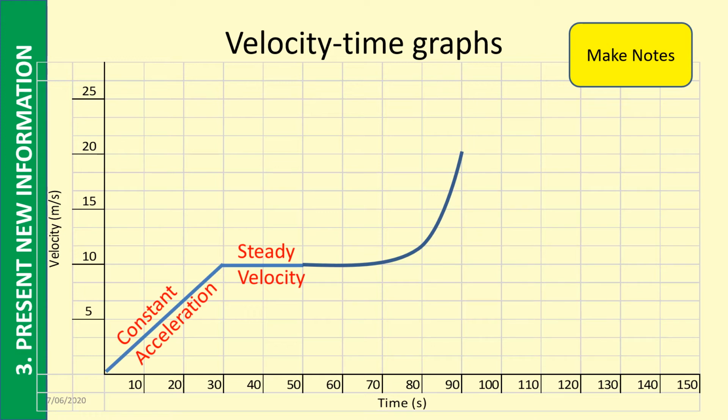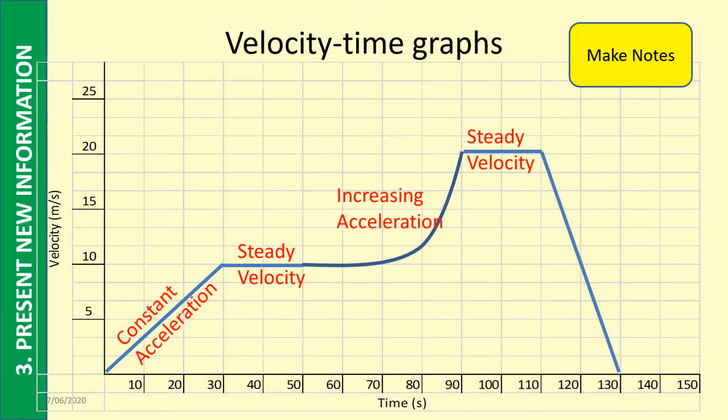Here in the next part we have a curved section. Time continues to increase, but the gradient, the slope, is becoming steeper. That tells us that the acceleration is increasing. Here we have another horizontal section which represents again a steady velocity. Time is increasing this way, but the speed stays at 20 meters per second. Notice that the speed or velocity is constant, but it's higher here than it was here.